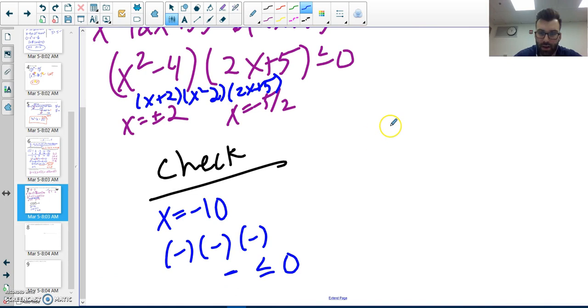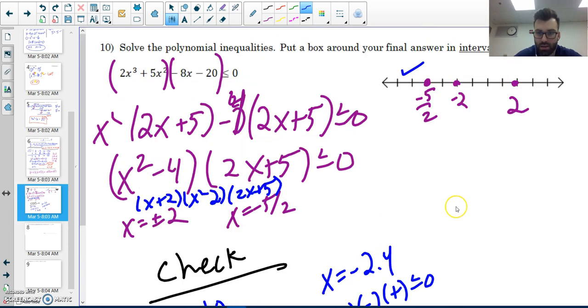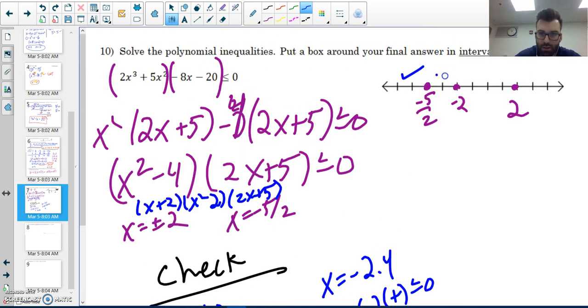If I plug in a number between negative 2.5 and negative 2, I'm going to do negative 2.4. I'll get a negative times a negative times a positive, which is a positive number, which is greater than 0, so this interval is out.